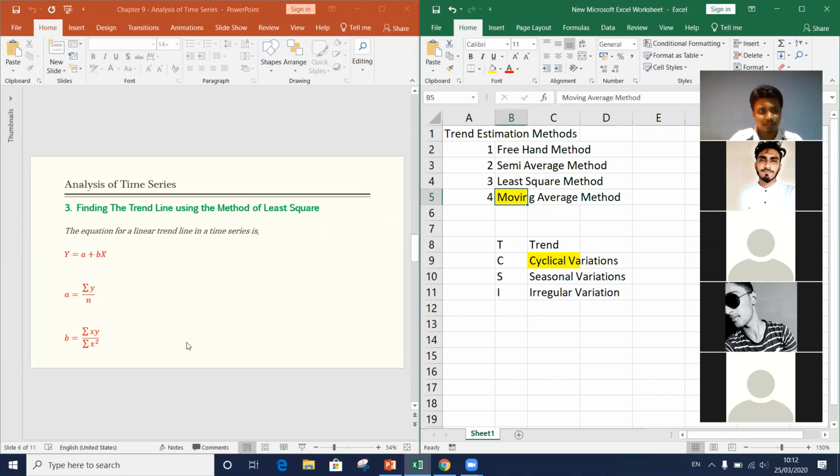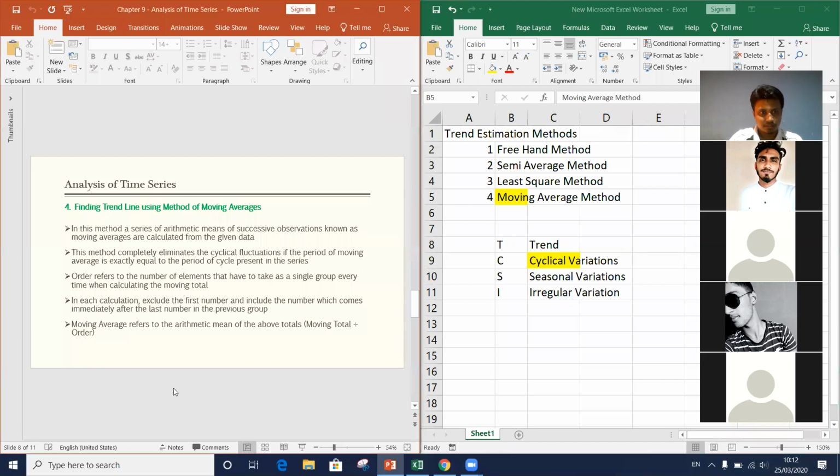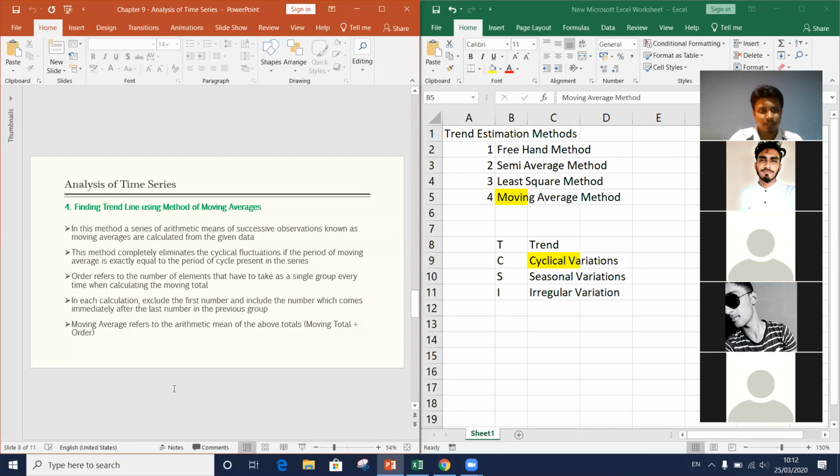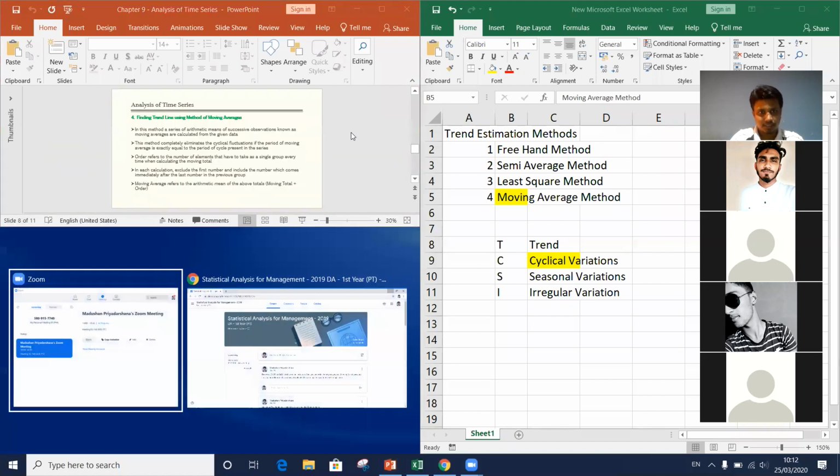Right. So for example, I hope we have discussed up to example number 4, right? Here, can you read this slide? What is there under moving average method?